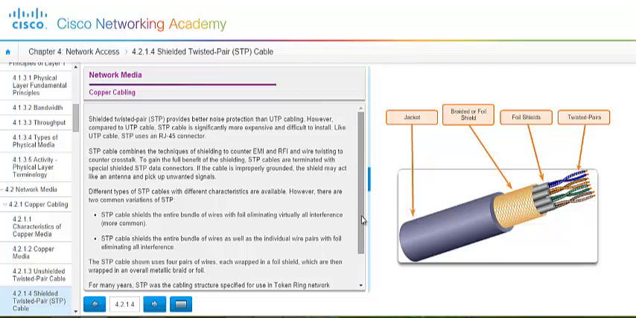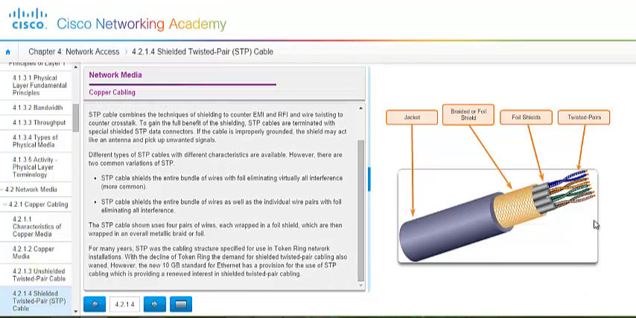To gain the full benefit of the shielding, the shielded twisted pair cables are terminated with special shielded twisted pair data connectors. And if the cable is improperly grounded, the shield may act like an antenna and pick up unwanted signals. So you have to be very careful when you're creating your connector that you're doing it correctly. So here we have our jacket. We've got a braided or foil shield. It can be either one. Here we have foil shields, and then we have our twisted pairs.